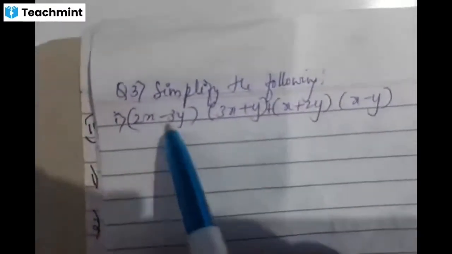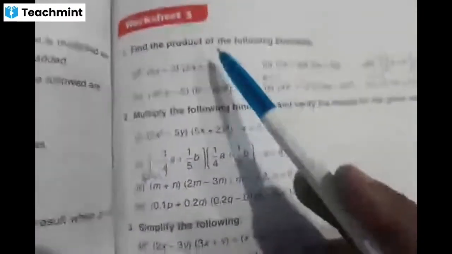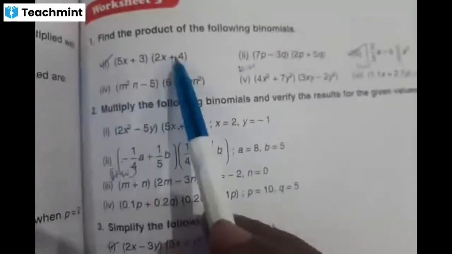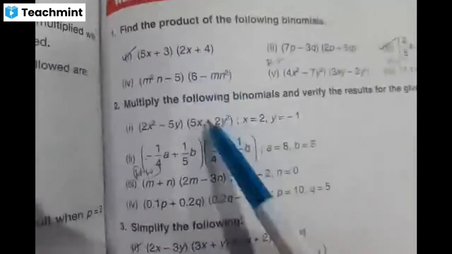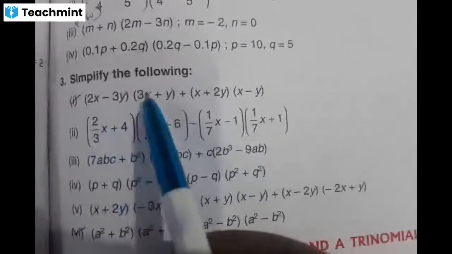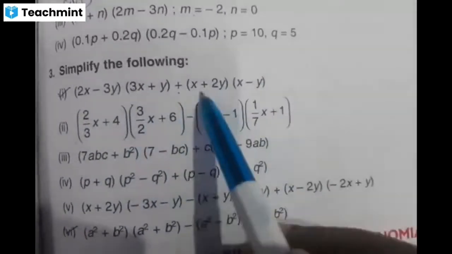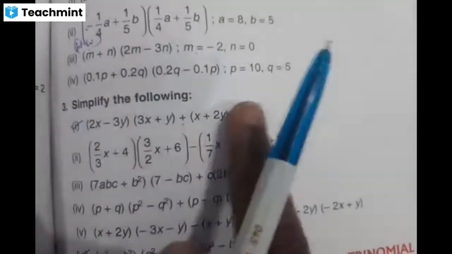Question is (2x minus 3y) into (3x plus y) plus (x plus 2y) into (x minus y). Here you can find the difference, children, between the first question and the third question. Previously you had only two binomials. We were going to multiply only two binomials in those two questions. But in the third question, you have what? Two pairs of binomials, children. Here is one pair plus another pair. So you are going to multiply the two binomials two times.